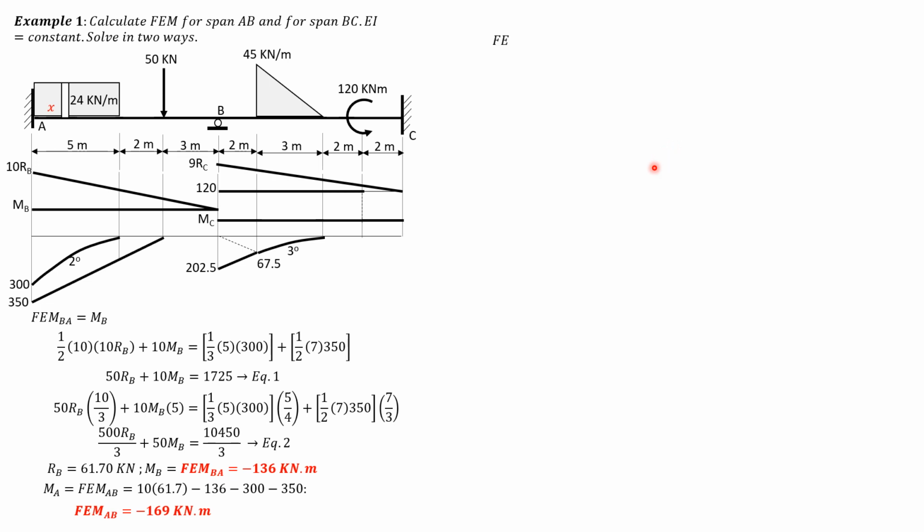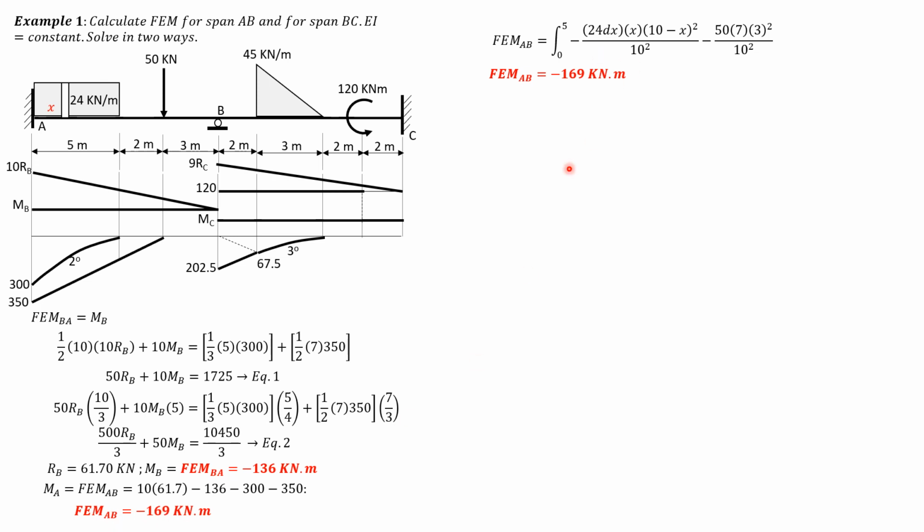For the shortcut, fixed moment AB is the integral of 24 dx. Then, because this is AB, the distance is x, then B is 10 minus x, quantity squared, divided by 10 squared. Then for the concentrated load, so minus 50, A is 7, then B is 3, so 7 times 3 squared over 10 squared. So computing that integral combined with this value, the result is negative 169 kilonewton meter, just like this.